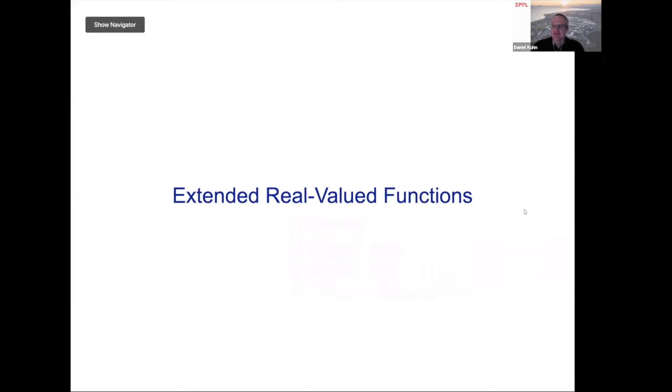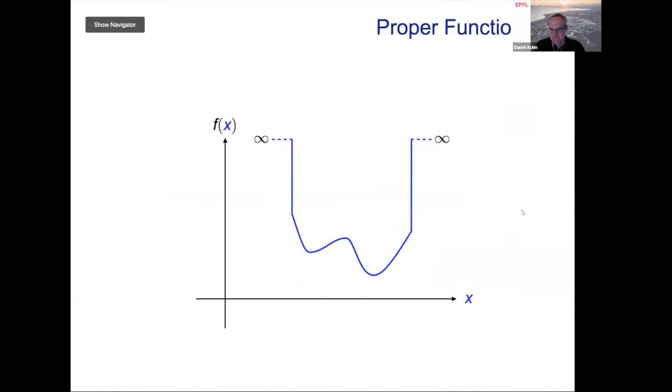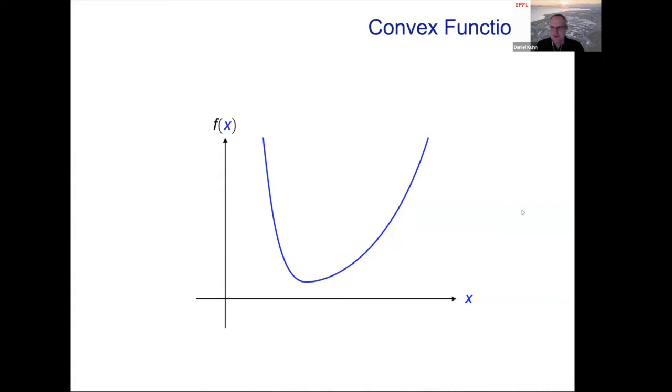The objective and constraints of an optimization problem are often formulated in terms of extended real-valued functions, which are functions that can adopt the value plus infinity. The set of points above the graph of an extended real-valued function f is called the epigraph of f, and the projection of the epigraph onto the x space is referred to as the domain of f. Throughout this talk, we will focus on proper functions, and an extended real-valued function is proper if its domain is not empty.